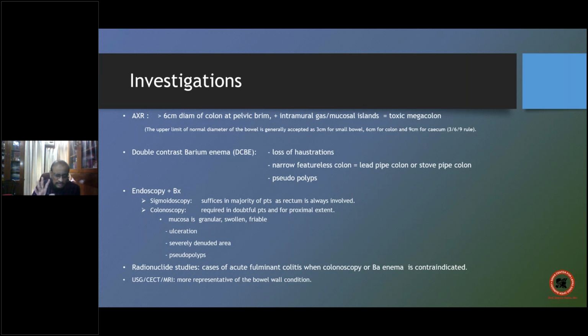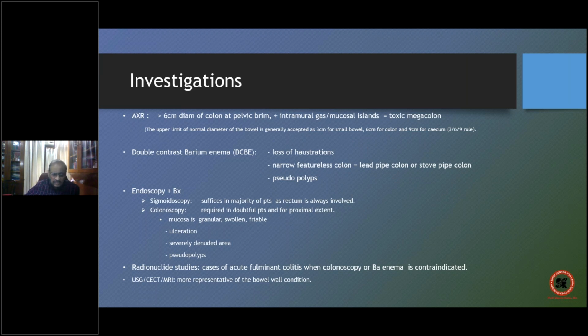The colonoscopy has also been known to be able to visualize the terminal part of the ileum. Now, these are basically required in those patients where you find the colon involvement or the sigmoid involvement. What do you find? The granular mucosa, the ulcerative mucosa, denuded area, pseudopolyps. These were the microscopic features that we enumerated. So that's what you're looking for.